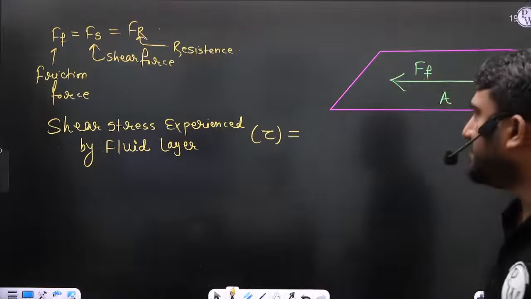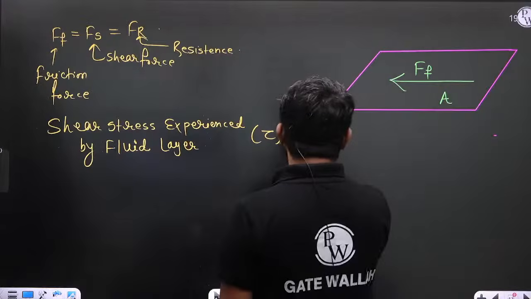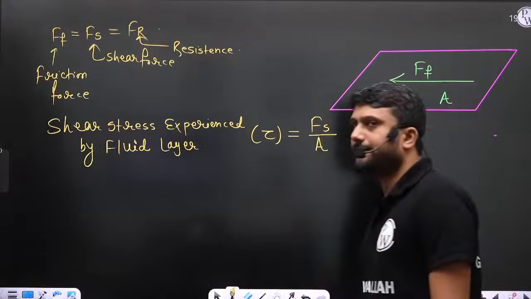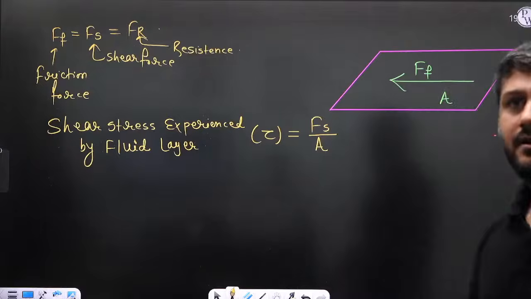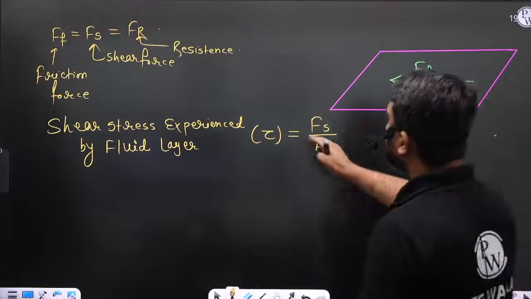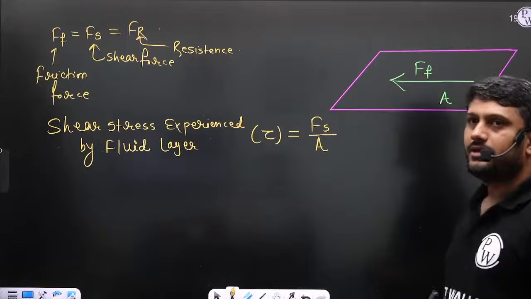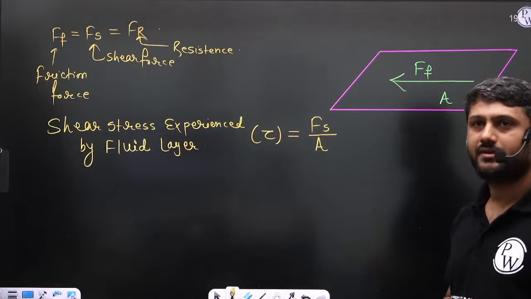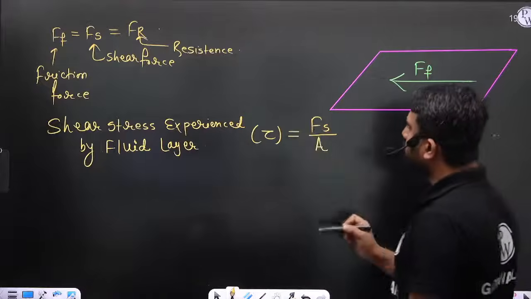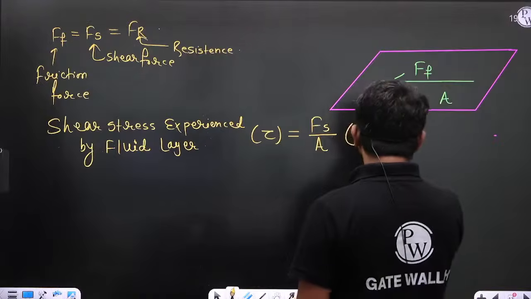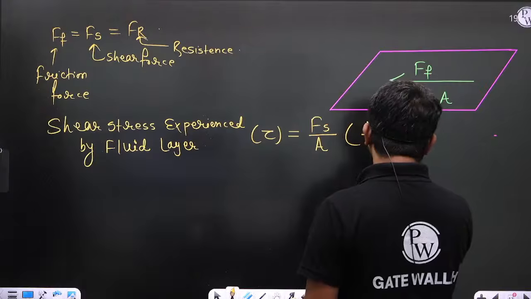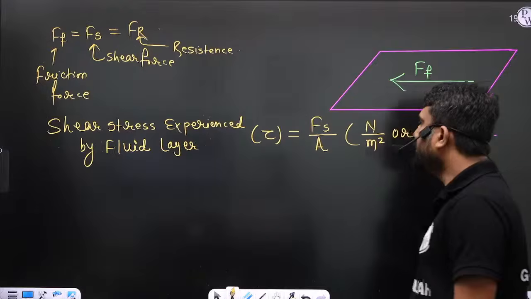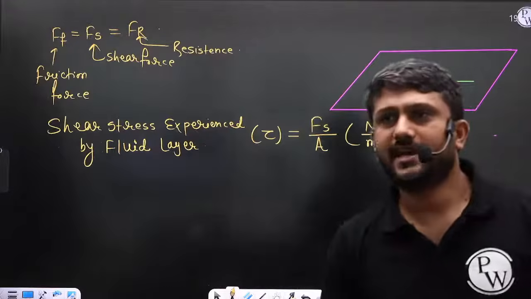So we can say this tau is equal to shear force per unit area. This is the shear stress experienced by the fluid layer, simply shear force per unit area. And everyone knows the unit of shear stress: Newton per meter square, or simply Pascal.